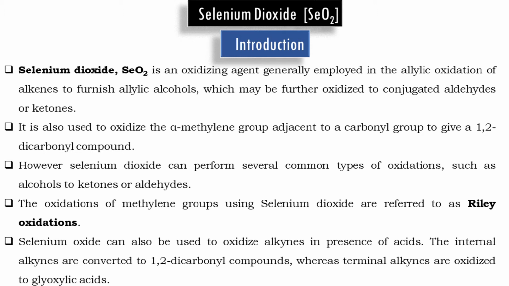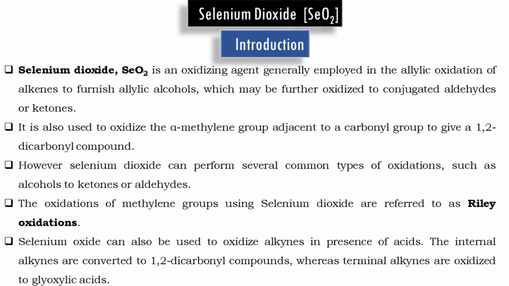Selenium dioxide is an oxidizing agent generally employed in the allylic oxidation of alkenes to furnish allylic alcohols, which may be further oxidized to conjugated aldehydes or ketones. It is also used to oxidize the alpha methylenic group adjacent to the carbonyl group to give the 1,2-dicarbonyl compound. The oxidation of the methylene group using selenium dioxide is known as the Riley oxidation.